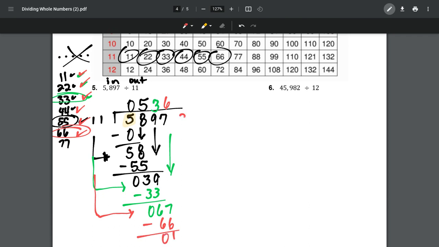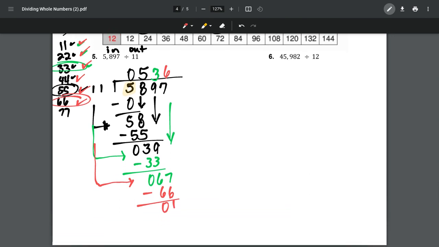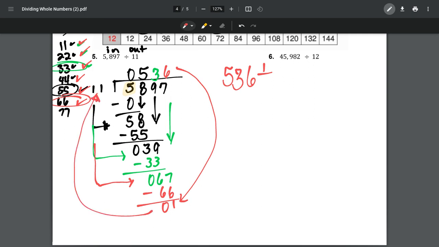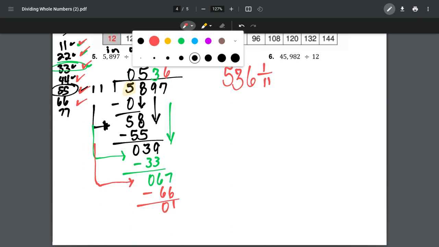I don't have anything over here to bring down. So I can just stop right here and write this as a mixed number, or I can change it to a decimal. As a mixed number, it's 536, and just like the hands of a clock go this way, 1 is your remainder. That becomes your numerator over the number I was dividing by, 11. So you can just stop right there and write it as a mixed number. If you don't like the mixed number, then don't write a mixed number. But if you don't write a mixed number, you need a decimal if you don't get a remainder of 0, okay? So let me show you.